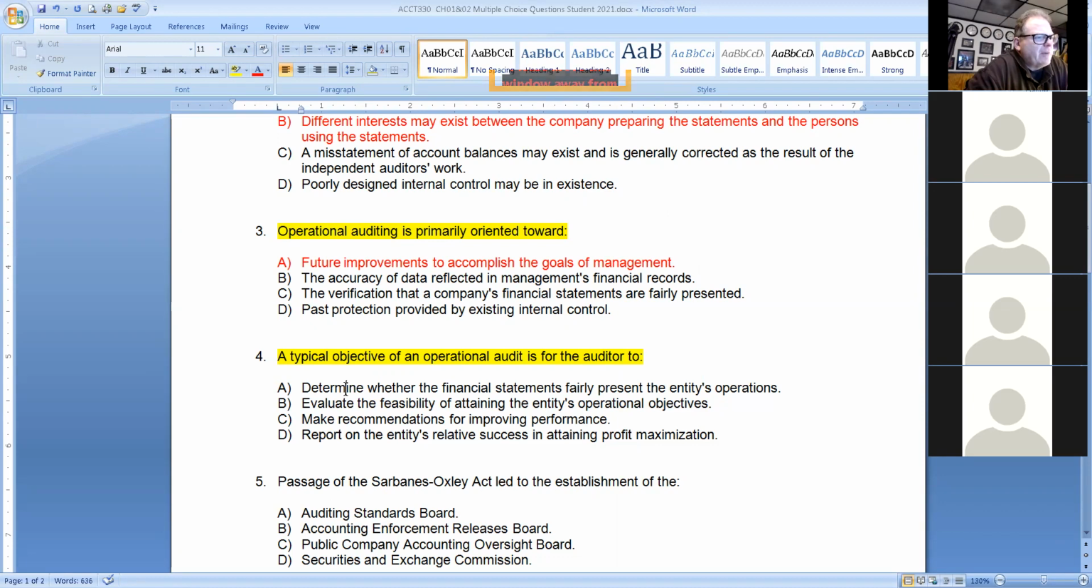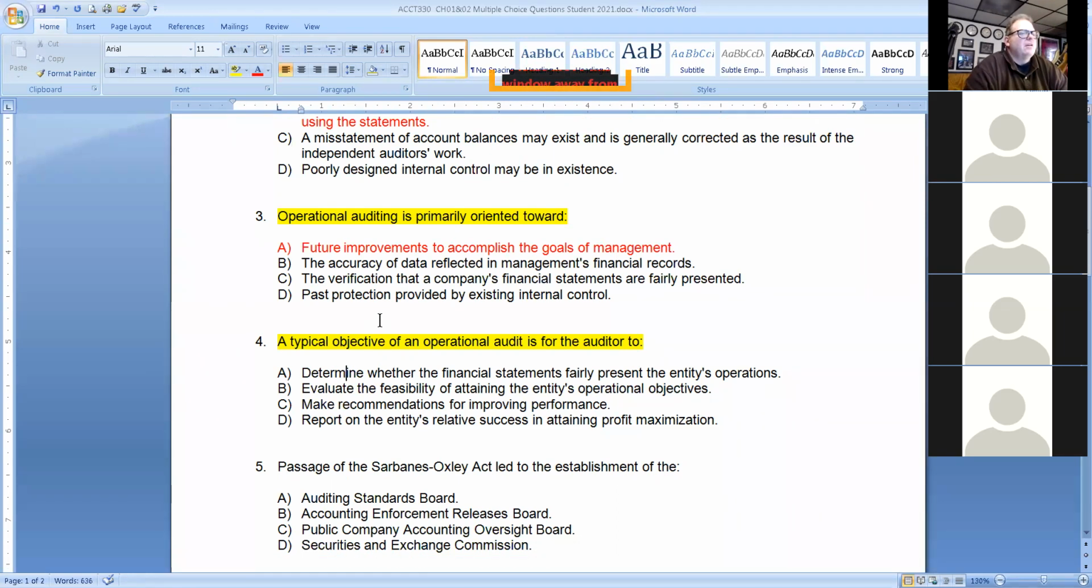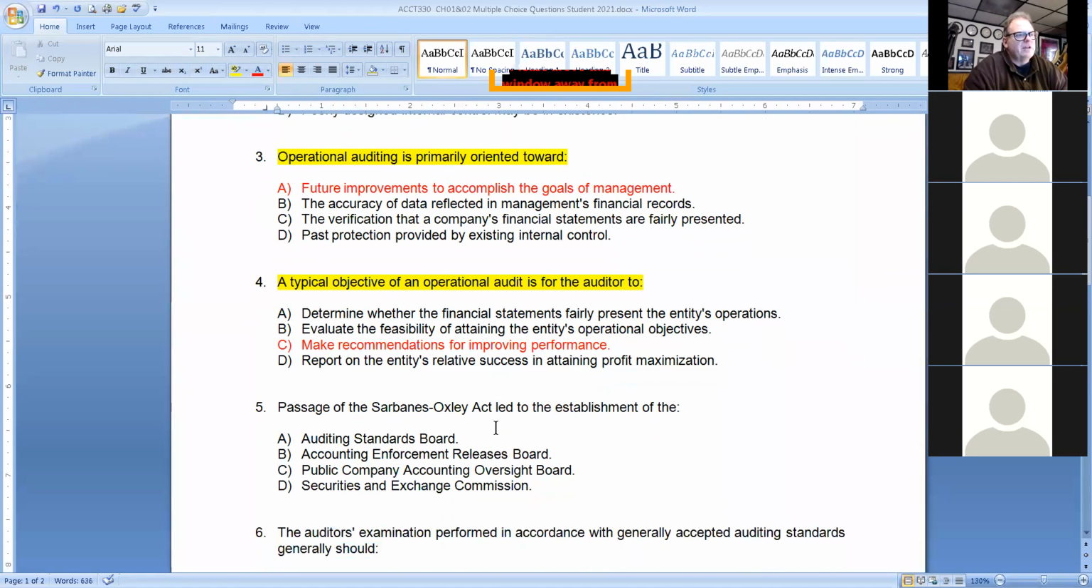A typical objective of an operational audit is for the auditor to... which one? ABC. Yep. Yeah, make recommendations to improve. So an operational audit is a little bit different. They're usually much bigger audits. We're not just looking at a single account. You're looking at ways to improve stuff. They generally take a lot of time.